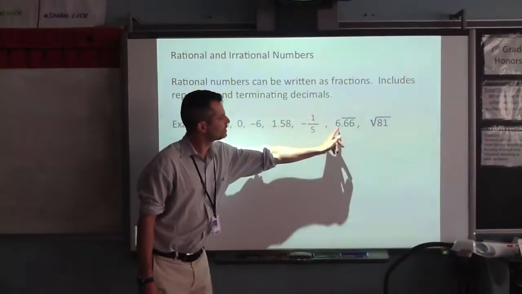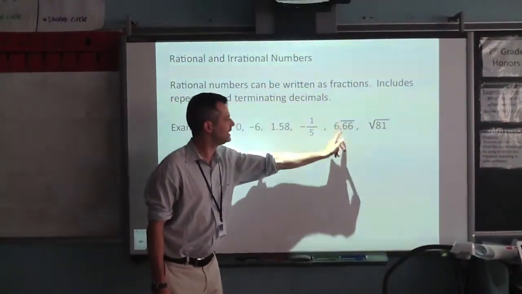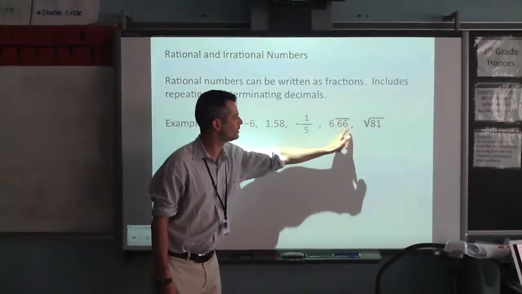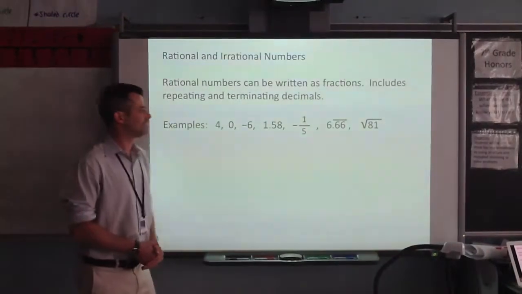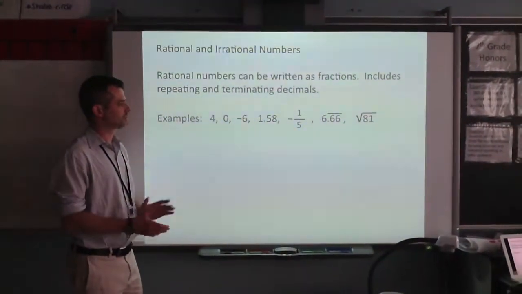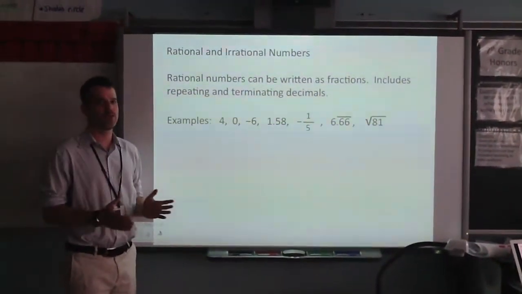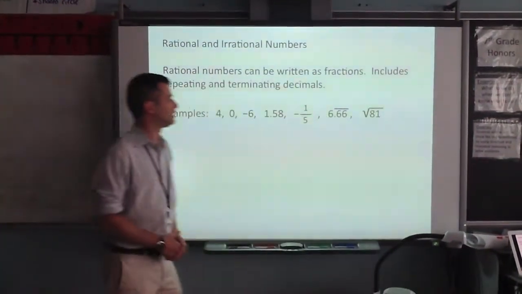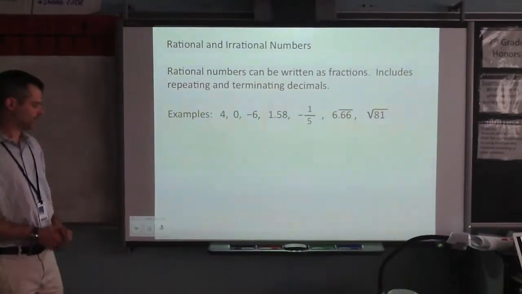And remember, we talked about a way that we could make these repeating decimals into fractions. Remember that rule of putting it over 9, or we put this over 99? That can also be written as a fraction. A square root of 81. 81, remember, is a perfect square number. The square root of 81 is 9. Okay? So that is also rational.